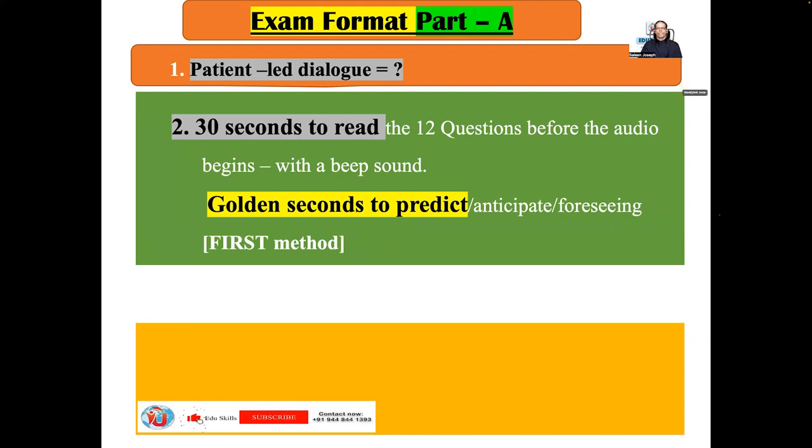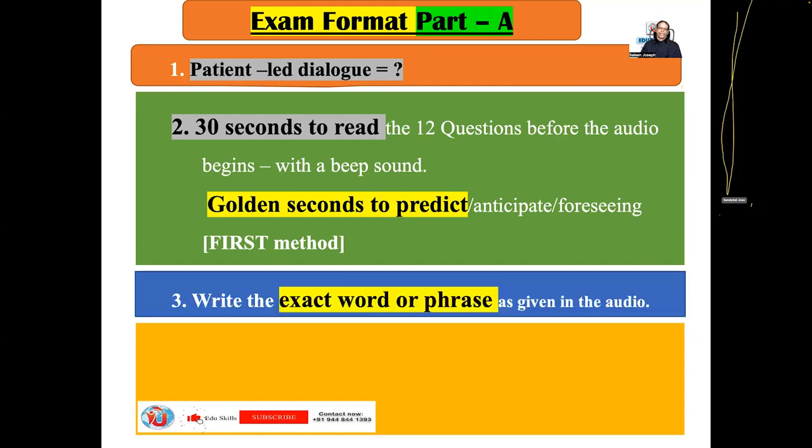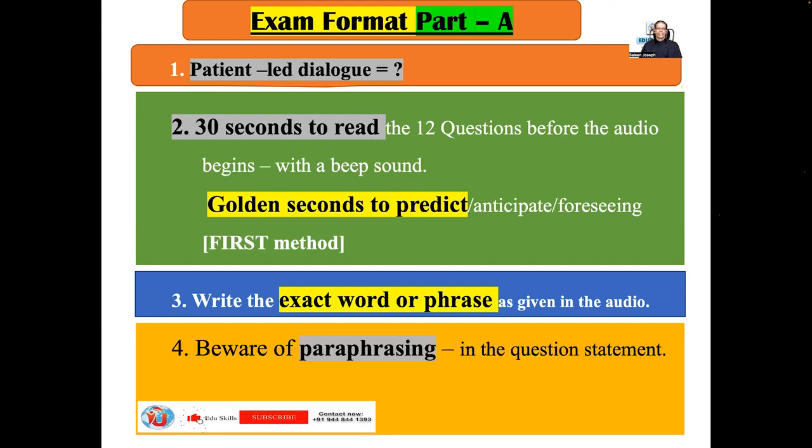And as you know, the first method is applicable both for reading as well as listening. Write the exact word or phrase as given in the audio. Don't change the word or form of the word. Beware of paraphrasing in the question statement. Usually they may not give you the same thing as it is, so you'll have to beware of the paraphrasing. And beware of synonyms and synonymous language. These are the major things in your listening part A.